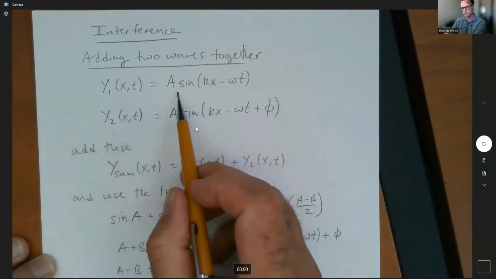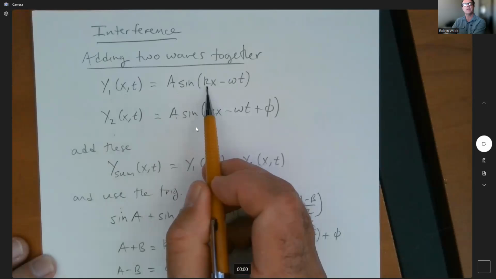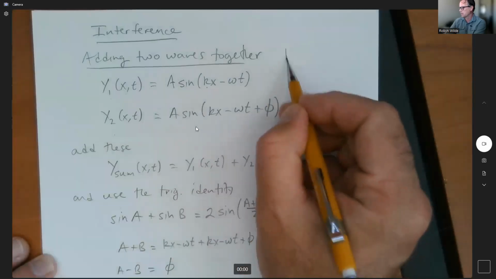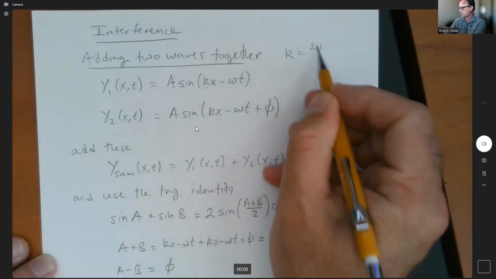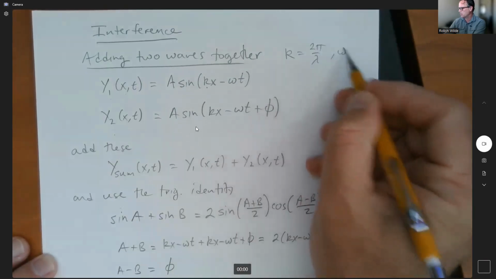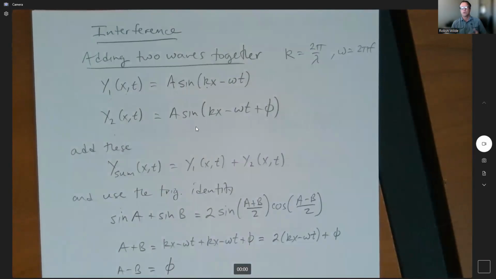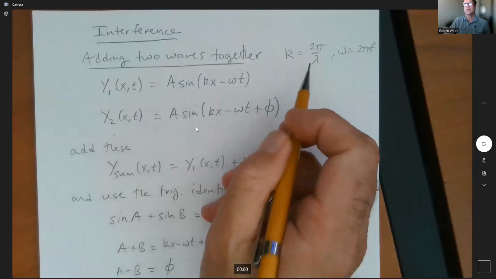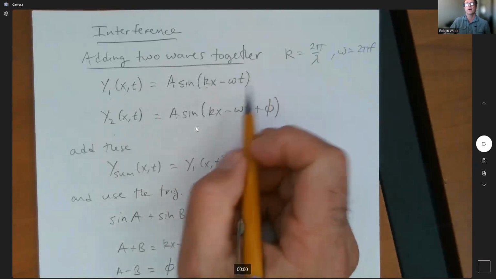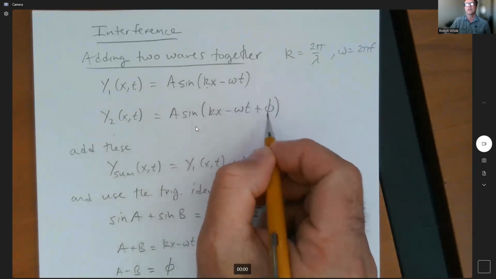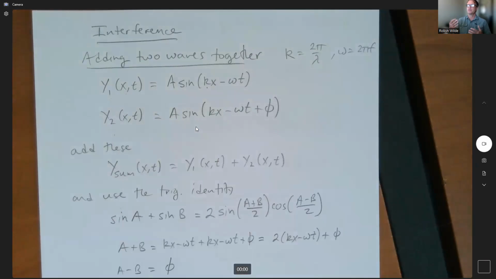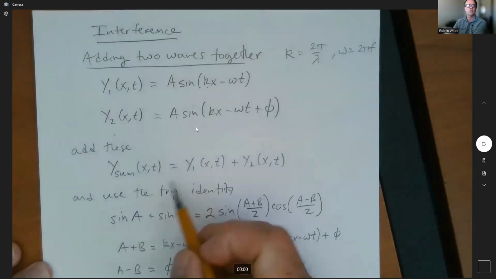Now the first wave, I'm going to say it has the same frequency, and remember that this k is actually 2 pi over lambda, and omega is 2 pi f. It's the angular frequency. So these two waves have the same wavelength or frequency, but they differ only in their phase. There's an extra phase angle. So I'm saying that this wave is out of phase.